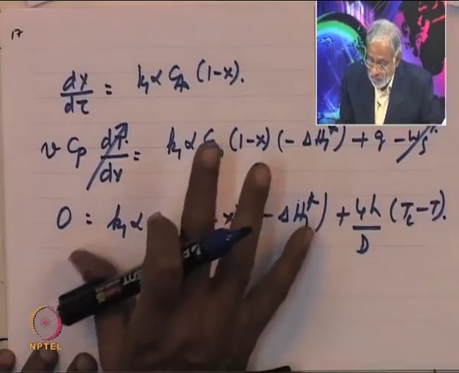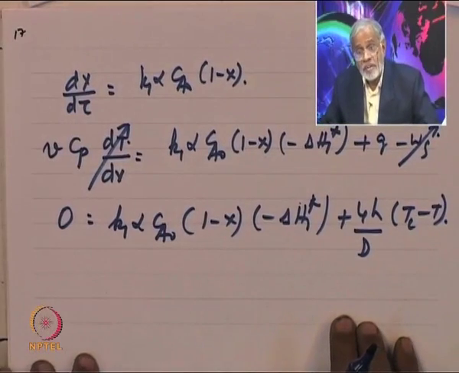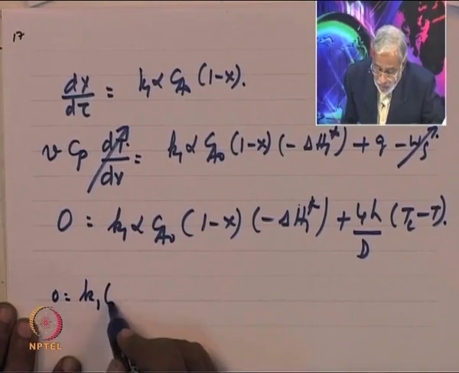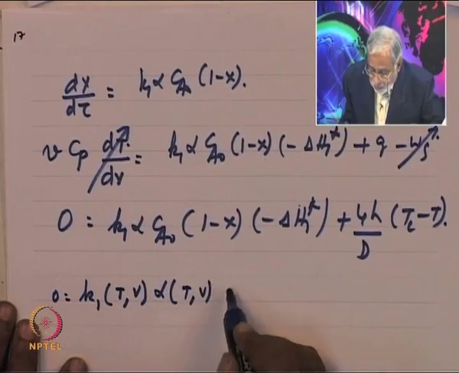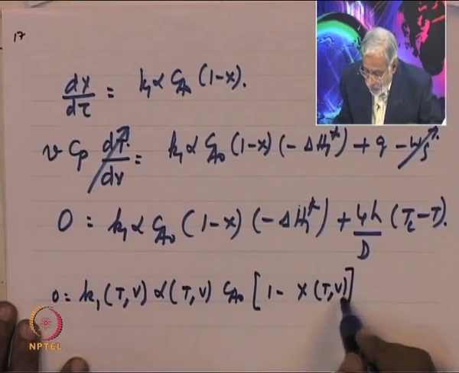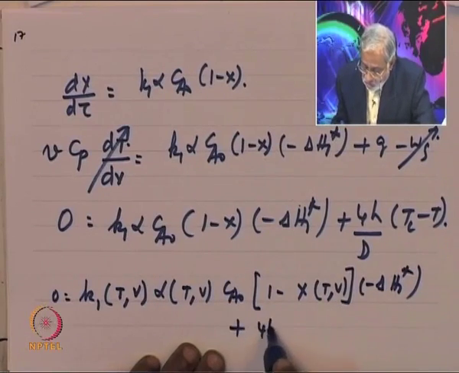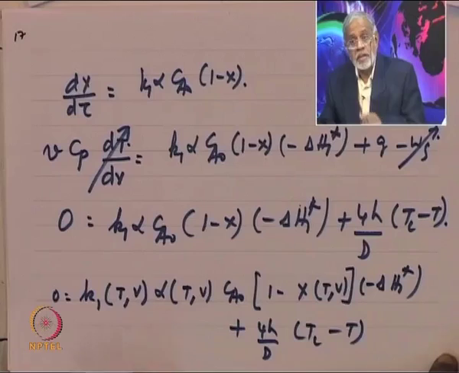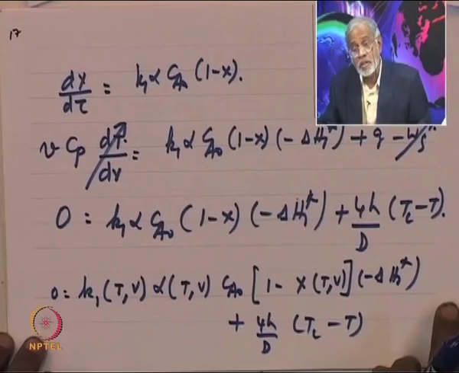So, this rate of heat generation must be equal to the rate of heat removal, and this must be so at every point. The point we are saying is that K1 at T0 equals K1 at temperature at any position, alpha at any position, CA0 (1 minus X) at any position, times minus delta H1 star plus 4H/d (Tc minus T). This must hold at every point in the equipment. This relationship must hold at every point in the equipment.